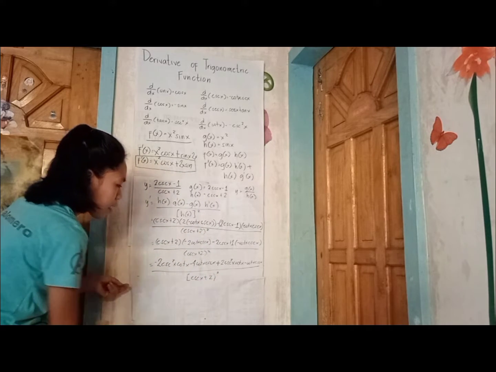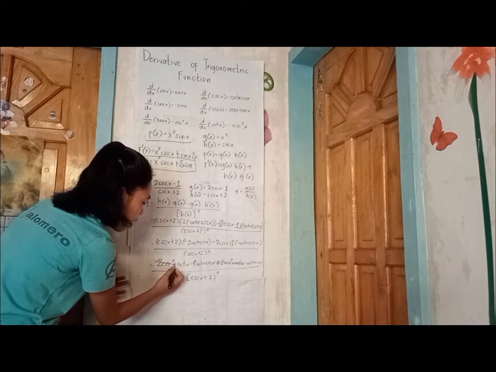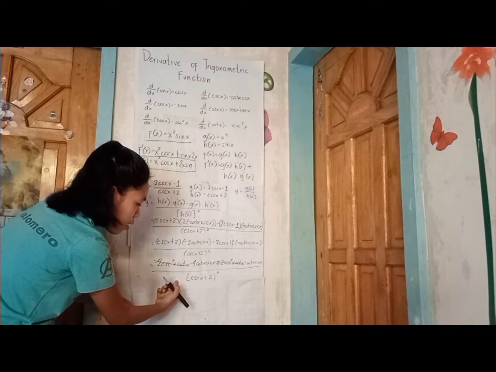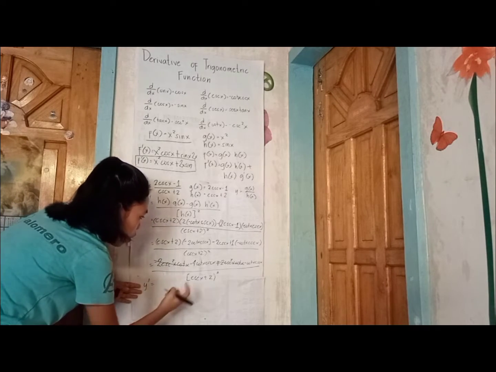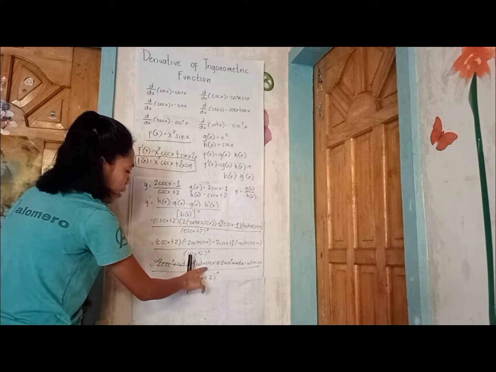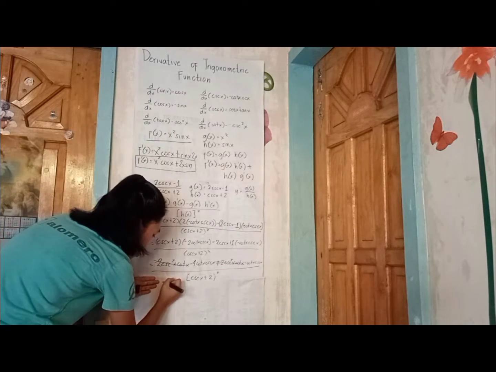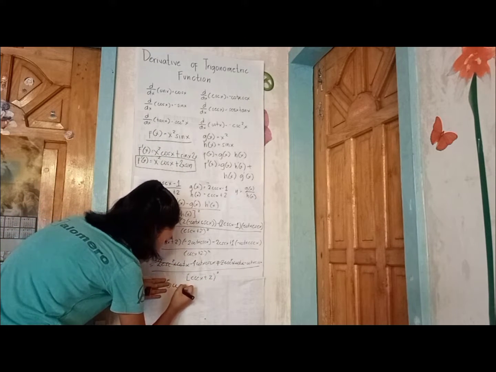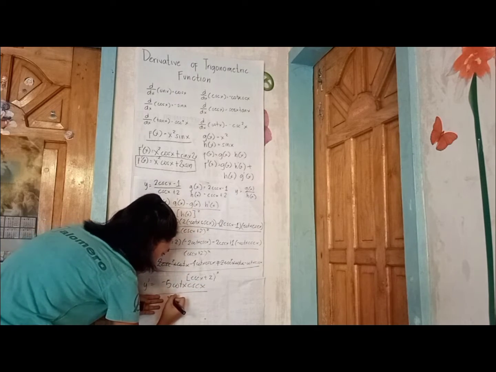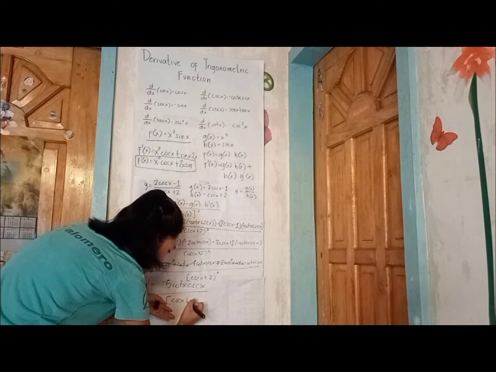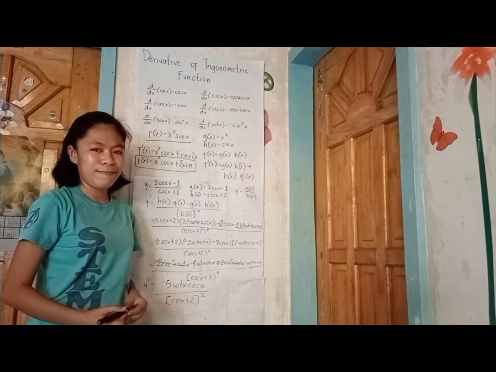So we can cancel this positive 2 cosecant squared x cotangent x and the negative 2 cosecant squared x cotangent x. Then our final answer is y prime is equal to negative 4 cotangent x cosecant x plus negative cotangent x cosecant x, which is negative 5 cotangent x cosecant x all over cosecant x plus 2 squared. So this is our final answer.